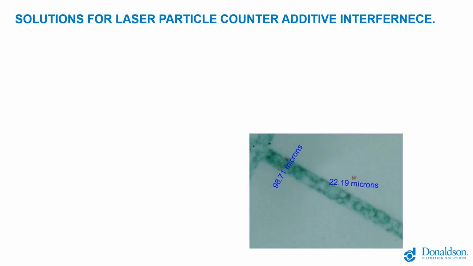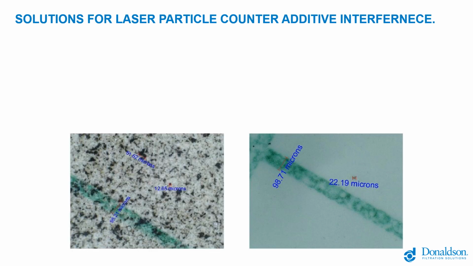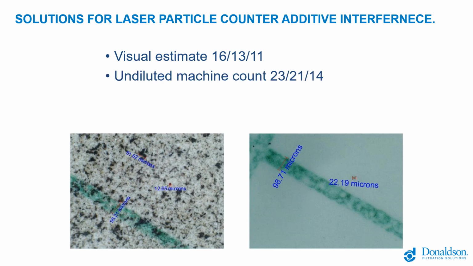And here's an example of that. We filtered and visually counted a sample and saw that it was very clean. We got an oil analysis result back saying the oil should have been extremely dirty, and it's not. There aren't a lot of particles in it visually when you're looking. Visually, this was estimated at an ISO 16/13/11 from the image on the right there. The undiluted machine count coming back from the lab was saying it was terribly dirty, 23/21/14, similar to the image on the right, which the oil was not.